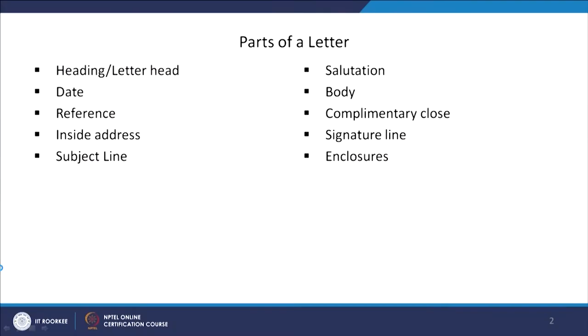Just after the subject line, we have a salutation. Those who are writing emails seem to have forgotten the need of a salutation even in email, because in many organizations, emails have also become formal and are being accepted. So, salutation is very important, and through salutation, you are greeting the other person, addressing the receiver.